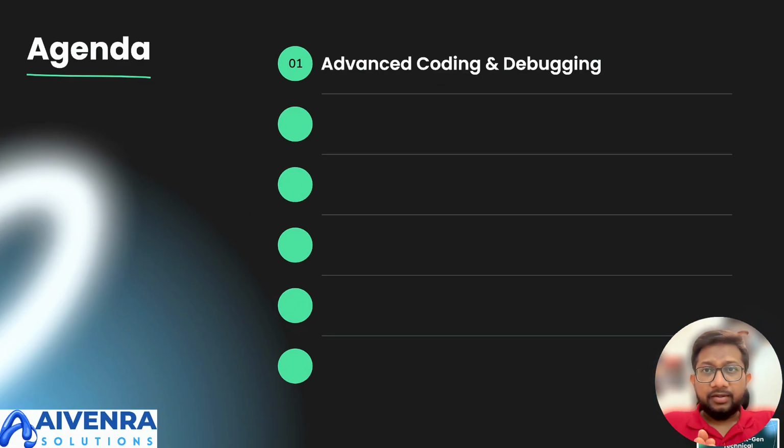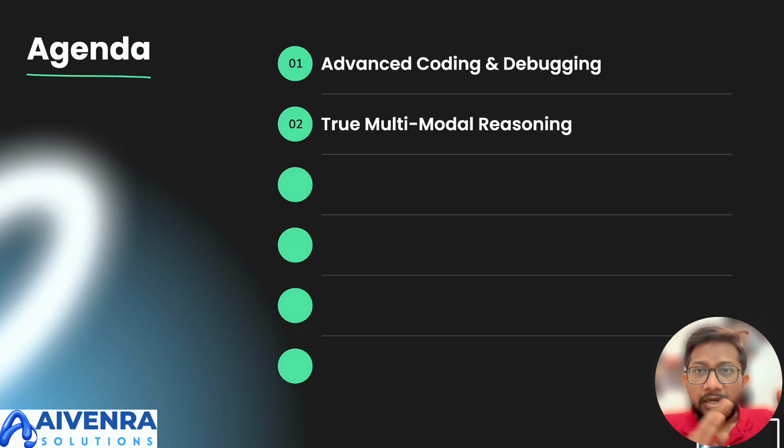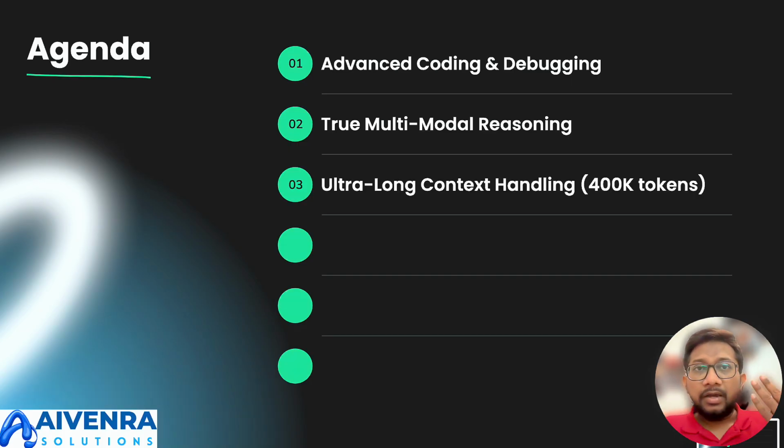Advanced coding and debugging. Can it write complex code and actually help debug real problems? Through multi-modal reasoning, I'll give it a messy AWS diagram and see how well it analyzes architecture. Ultra long context handling. Testing that 400k token limit with a massive PDF.